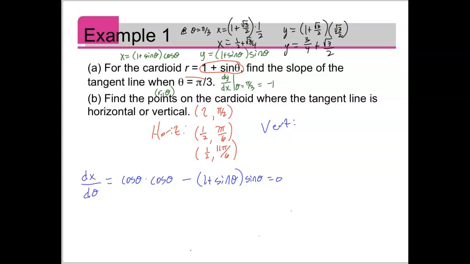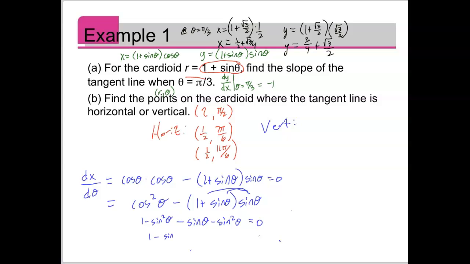All right, so we have a trig identity that will actually allow us to, let's see, I can replace cosine squared with 1 minus sine squared. I'll distribute this sine and distribute this negative, and I'll get minus sine theta minus sine squared theta. I'm having that set equal to 0. All right, so I actually have 1 minus sine theta minus 2 sine squared theta equals 0.